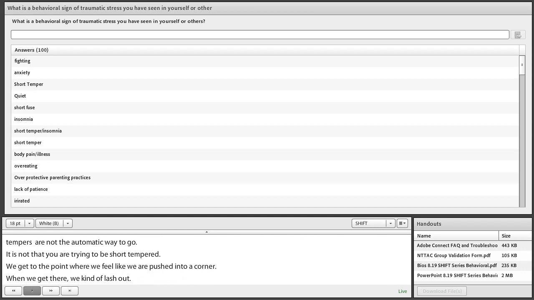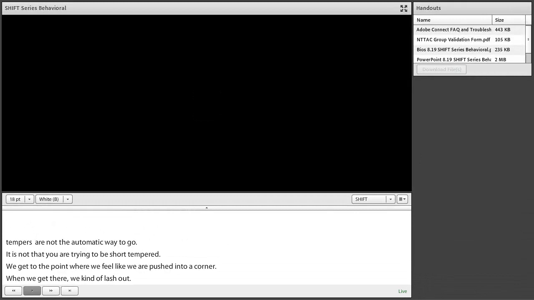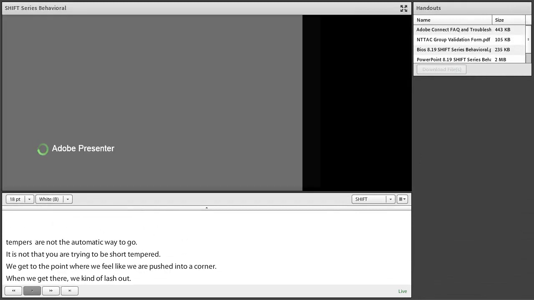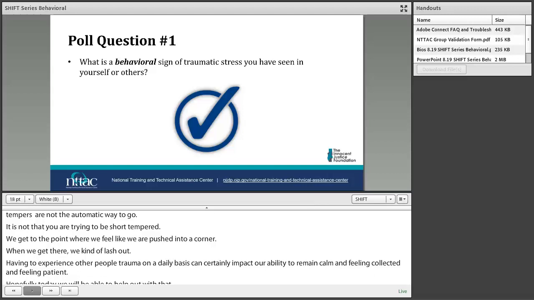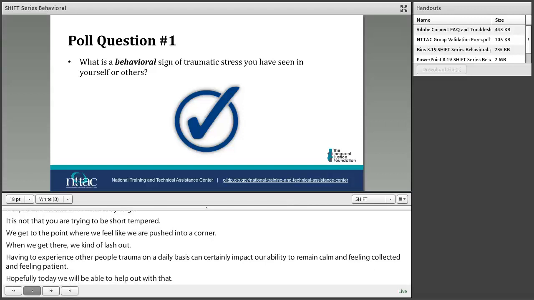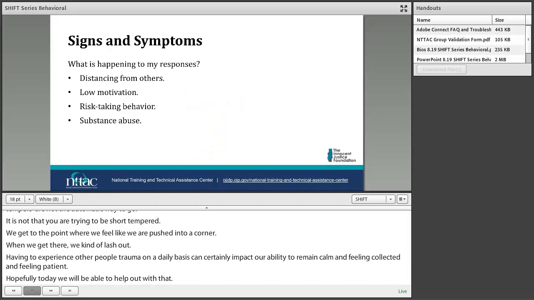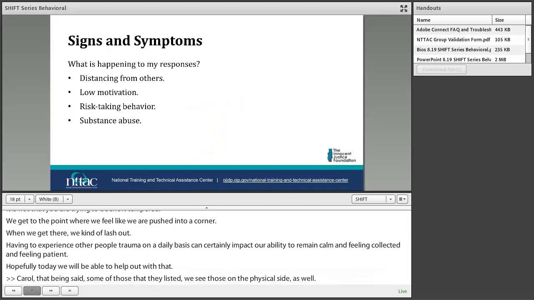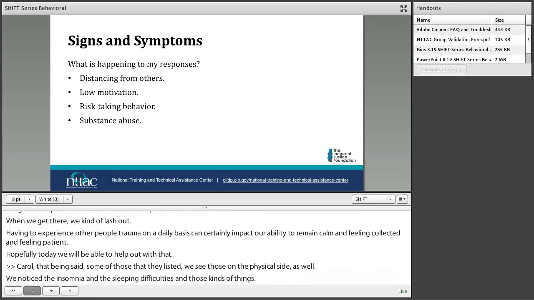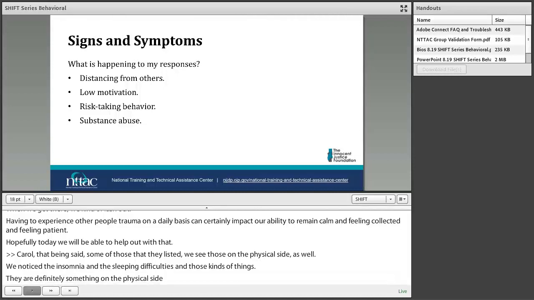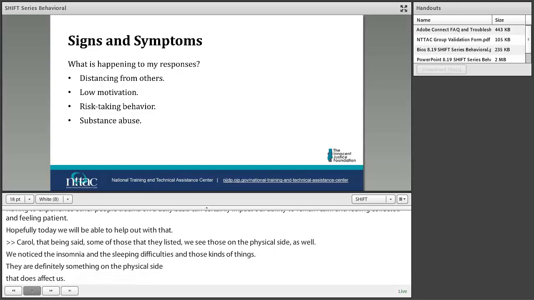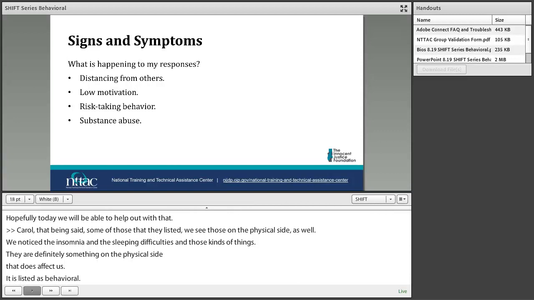And you know, Carol, some of those that they listed, we see those on the physical side as well. We notice that insomnia and sleeping difficulties are definitely something that on the physical side does affect us. Many of us, we list them as behavioral, but then on Sunday night before Monday morning, we have problems falling asleep because it's taken a toll. So I'm glad you listed that on there. Yes, absolutely. So what are some of the signs and symptoms aside from what you all brought up today?